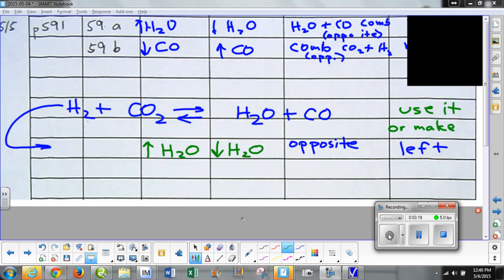Let's decrease CO. So what does Le Chatelier want to do? He wants to increase CO. To make more CO, do we go to the same side or the opposite side? Same side. Okay? And going to the same side means we have to combine the H2 and the CO2, right? To go to the same side, we're shifting which way? To the right, because that's the side that it's on. To the right.